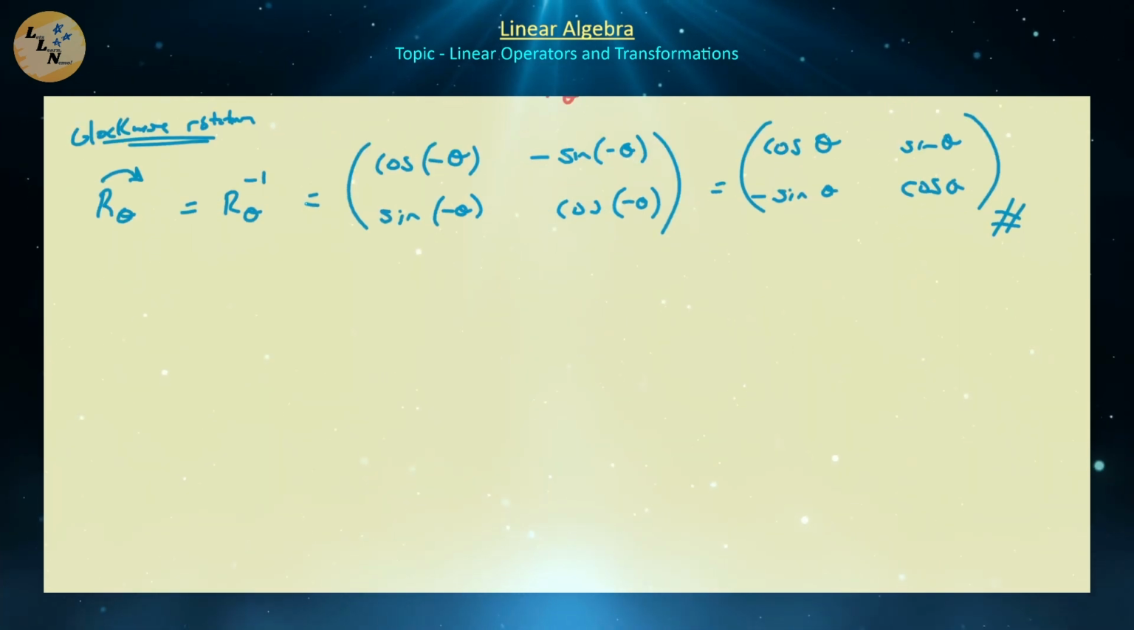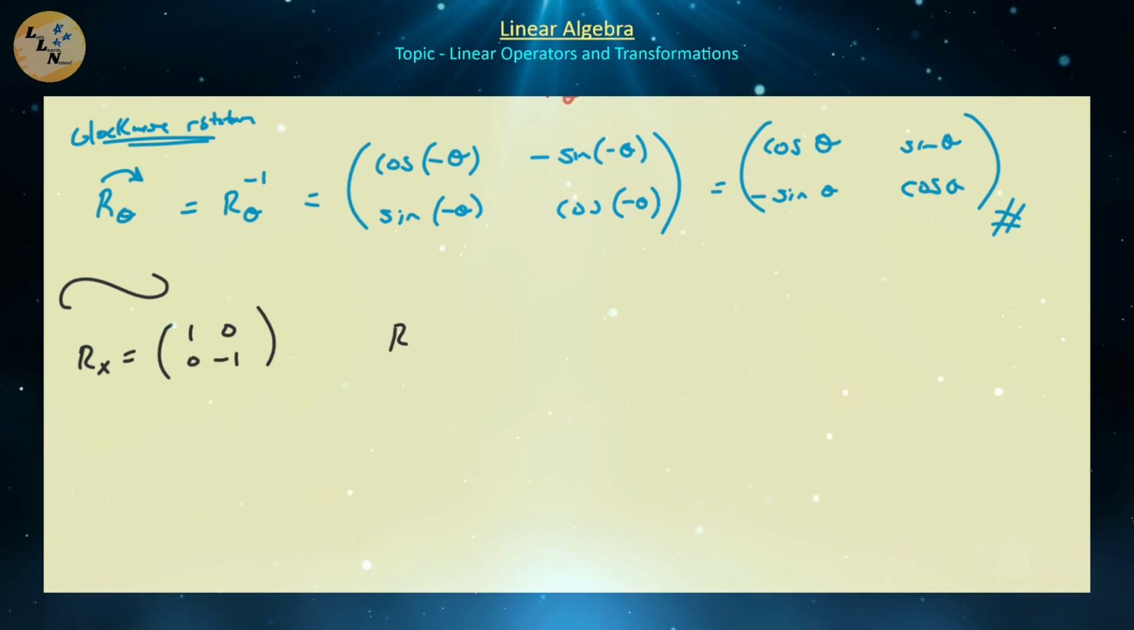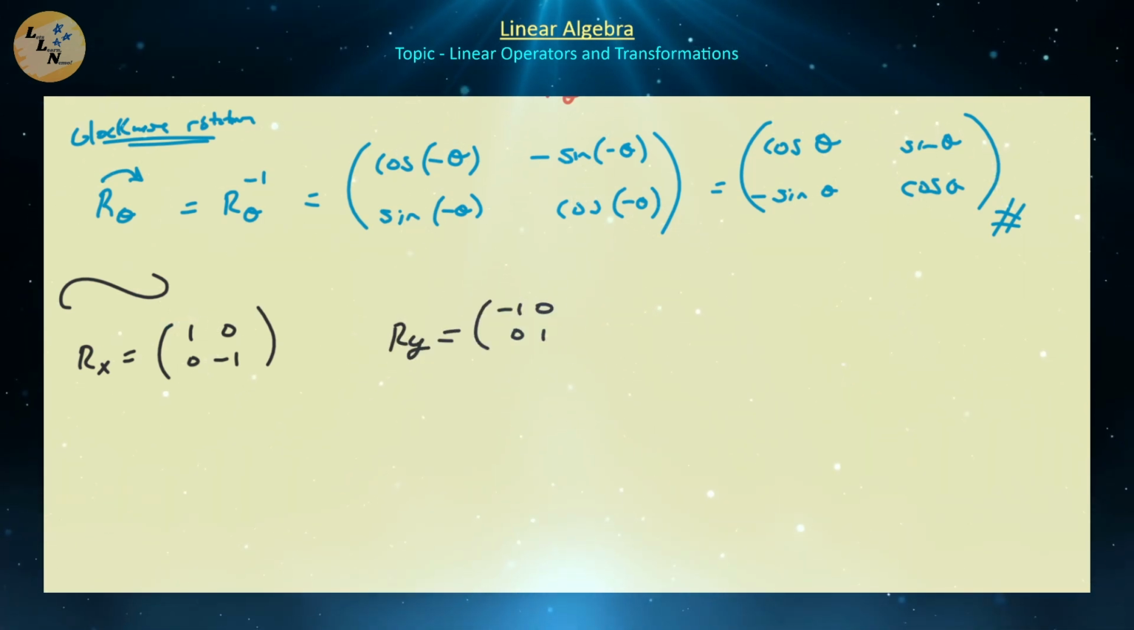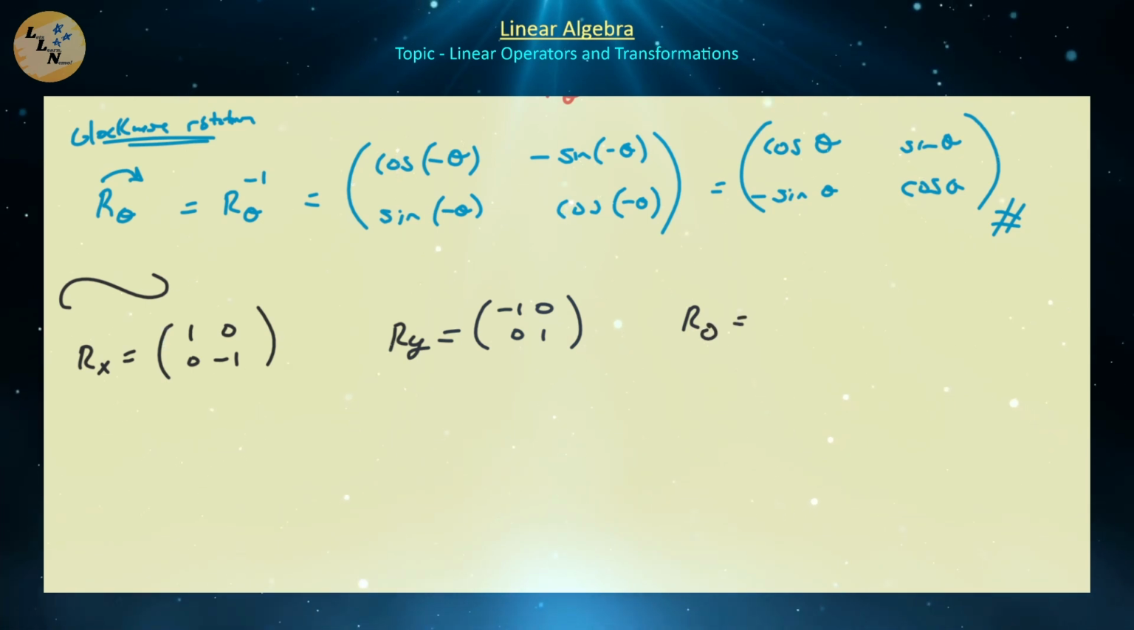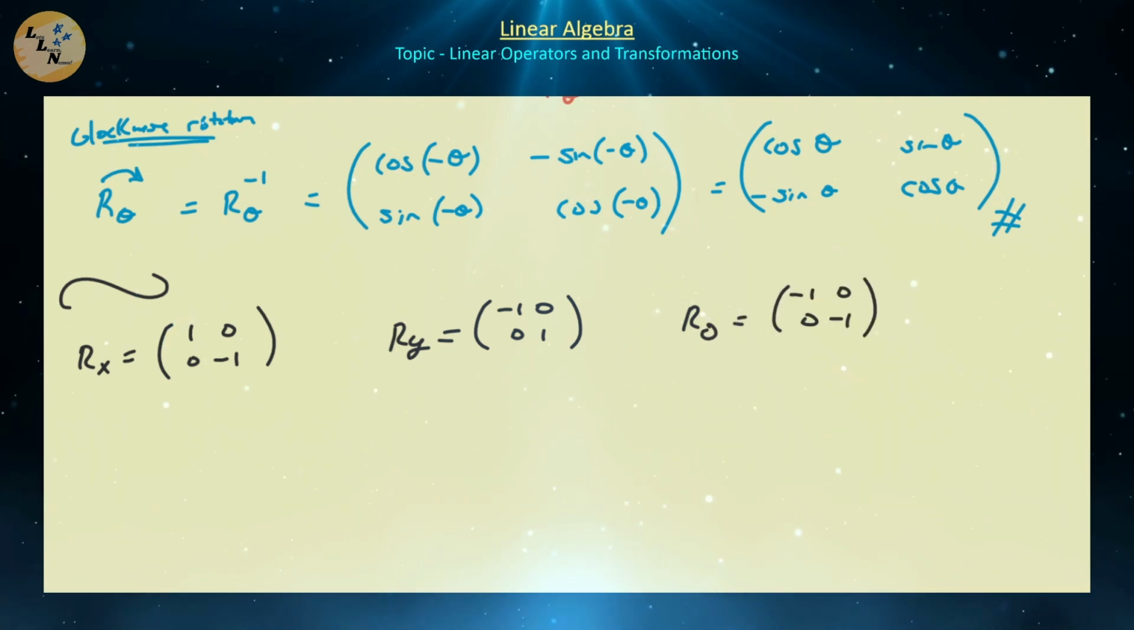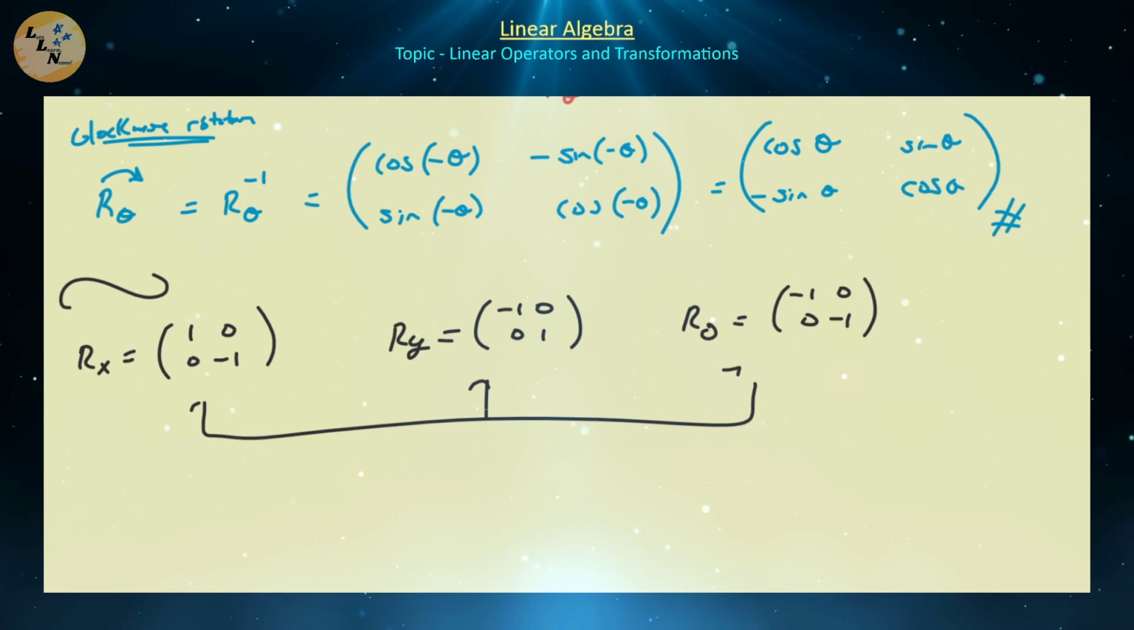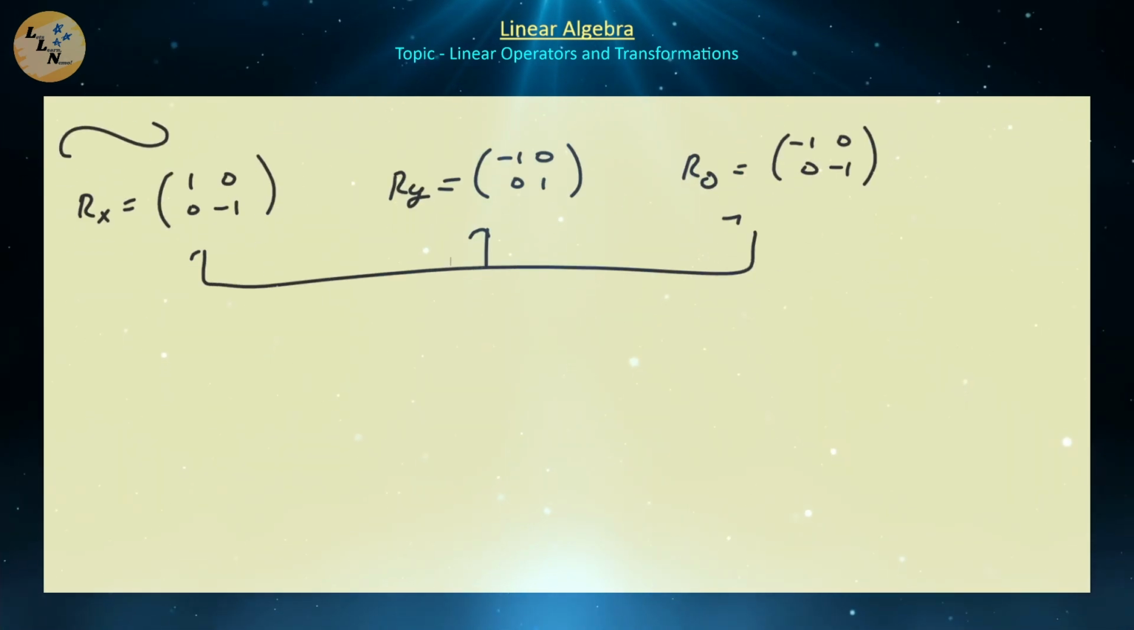So there are a couple other matrices that do transformations in R2. For example, Rx, which is going to be equal to 1, 0, 0, negative 1, Ry, negative 1, 0, 0, 1, and Ro, which is going to be negative 1, 0, 0, negative 1. I want you to take a moment and see what happens when you apply these matrices to some vector in R2, what the resulting vector is, and describe what each of these particular matrices does. You should be able to verify that these are each reflection matrices over the x-axis, over the y-axis, and over the origin.